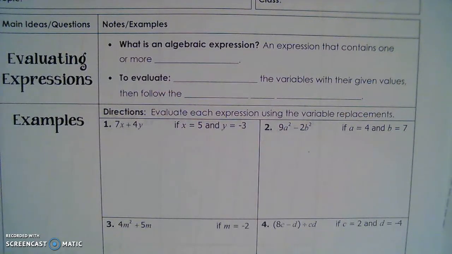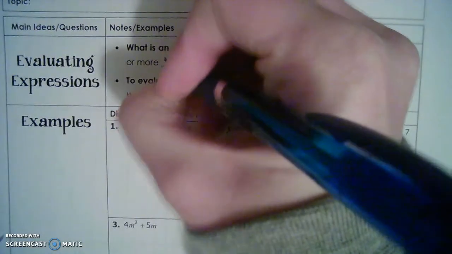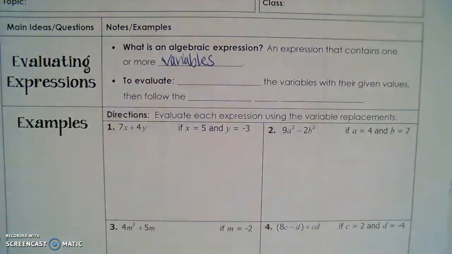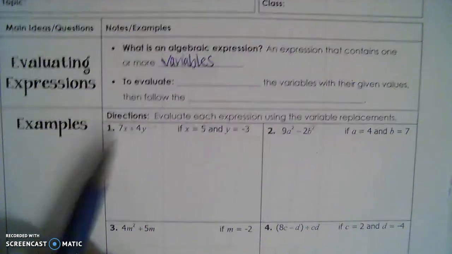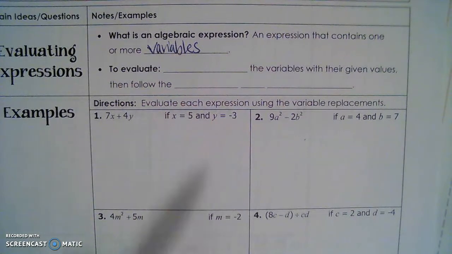On page 20 of our notes, we are talking about evaluating expressions. So it says, what is an algebraic expression? It is an expression that contains one or more variables. So those are letters that represent numbers. If you look down in number 1, we have an x and a y. Those are two different variables that represent two different numbers. It's telling us that x is 5 and y is -3.